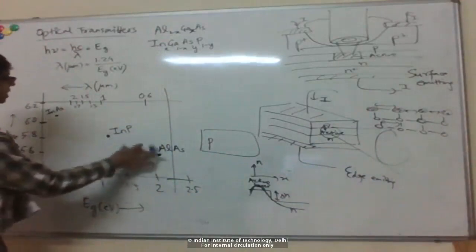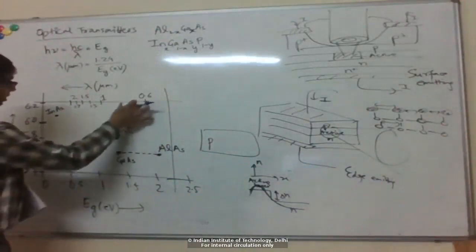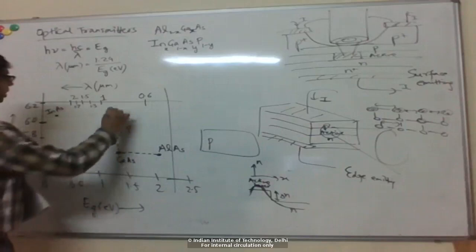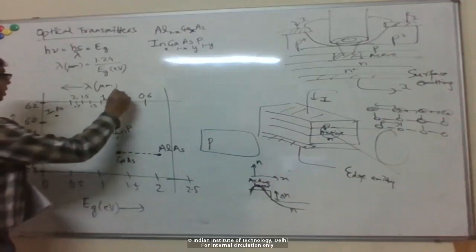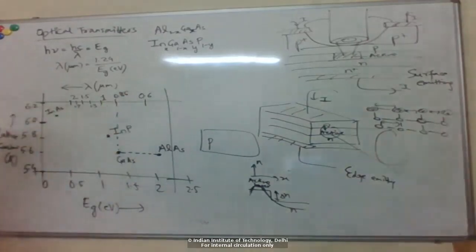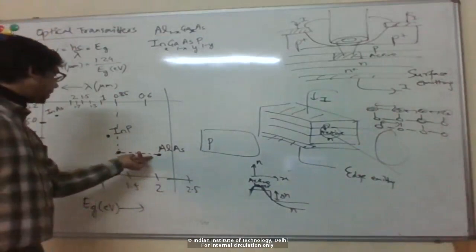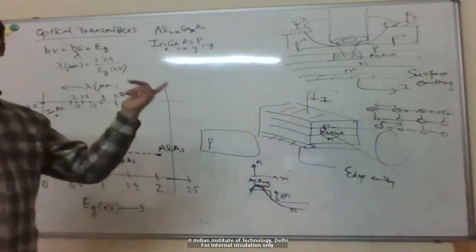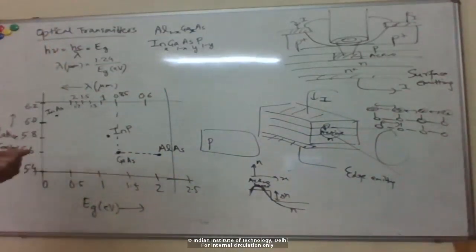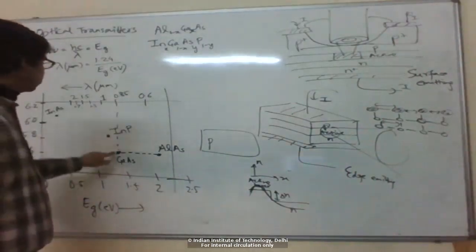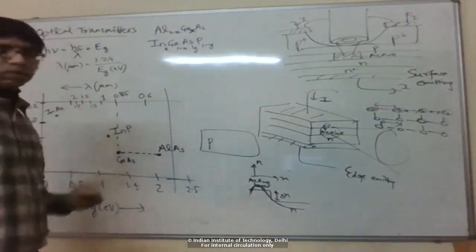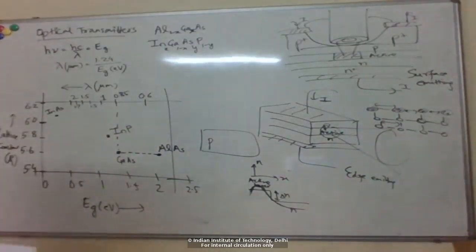The range of wavelengths here is in the visible range. Gallium arsenide typically corresponds to about 850 nanometer emission wavelength. The first optical transmitters that were made were from this material. That's another reason the first generation of optical communication systems operated at 850 nanometer, because those were the sources that we had.